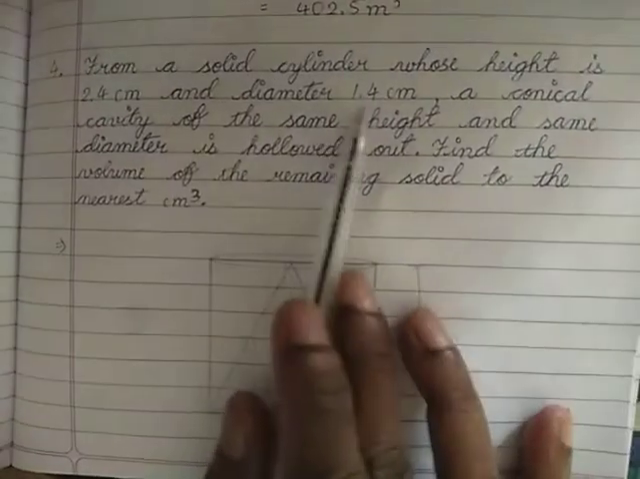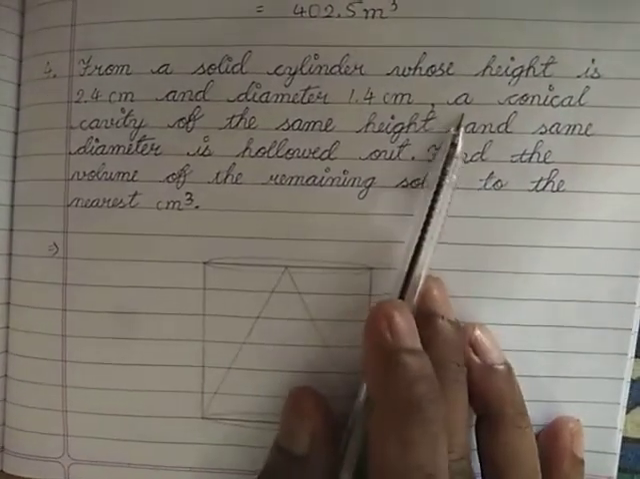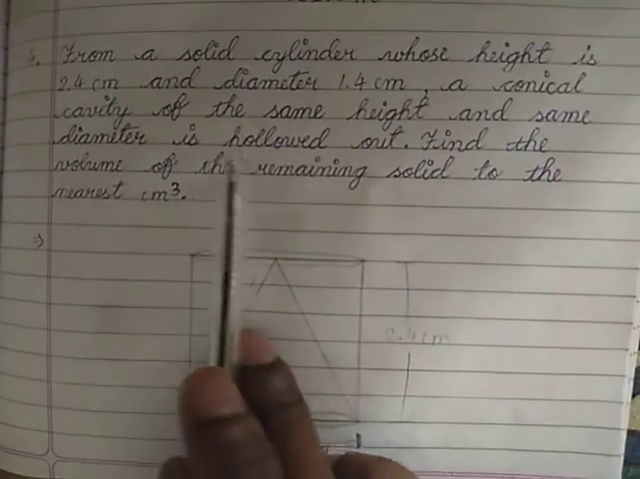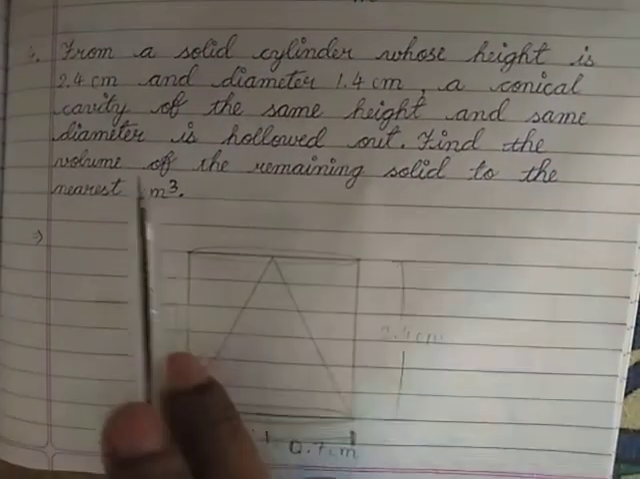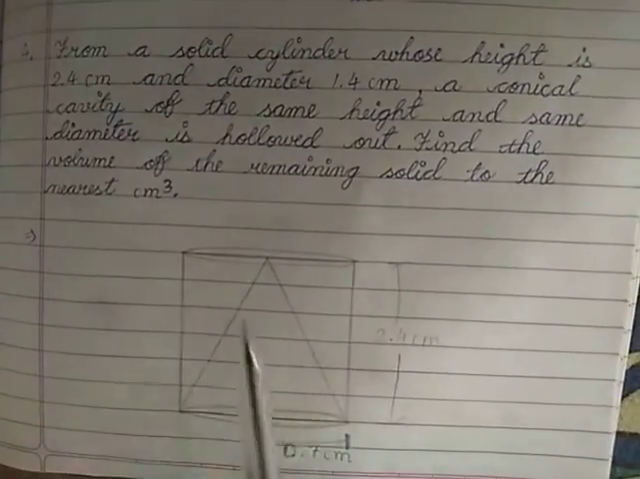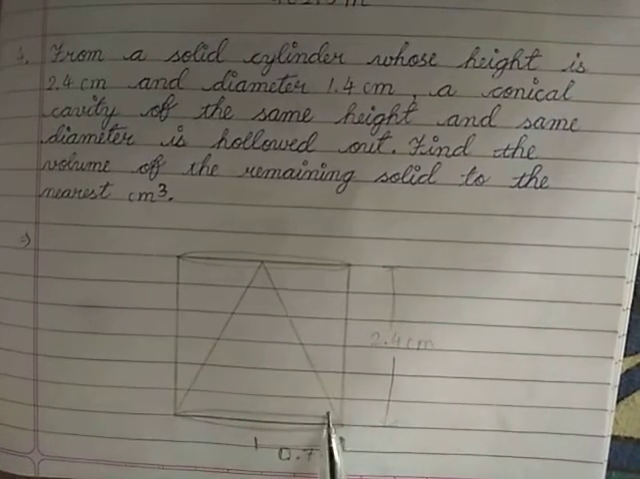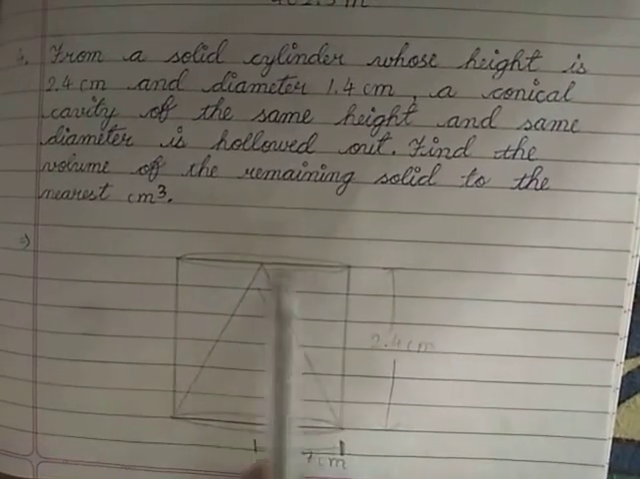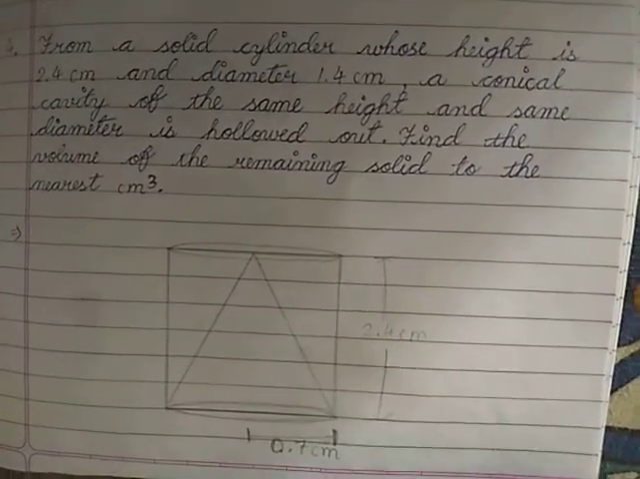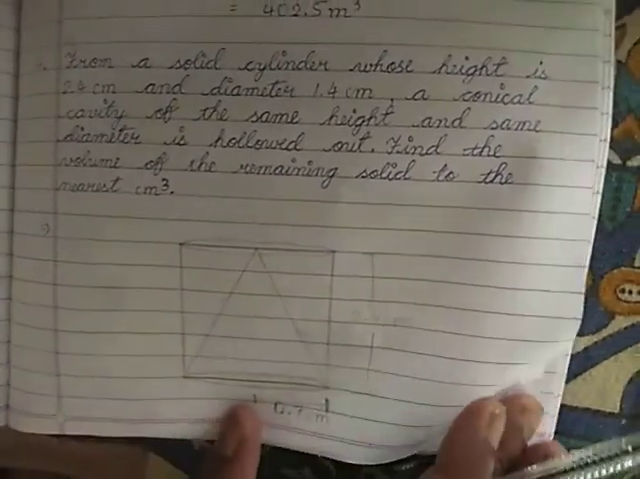2.4 centimeter and diameter 1.4 centimeter. A conical cavity of the same height and the same diameter is scooped out. Find the volume of the remaining solid to the nearest centimeter cube. So this is a cylinder and this is a cone, so you have to find the volume of cylinder minus volume of cone. That's how you'll get the volume of the remaining solid, because it's not area.